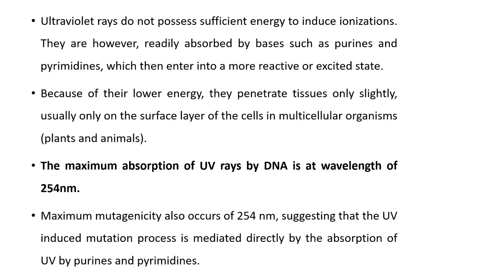Ultraviolet rays do not possess sufficient energy to induce ionizations. They are, however, readily absorbed by bases such as purines and pyrimidines, which then enter into a more reactive or excited state. Because of their lower energy, they penetrate tissues only slightly, usually only the surface of the cells in multicellular organisms. The maximum absorption of UV rays by DNA is at a wavelength of 254 nanometer. Maximum mutagenicity also occurs at 254 nanometer, suggesting that the UV-induced mutation process is mediated directly by the absorption of UV rays by purines and pyrimidines.